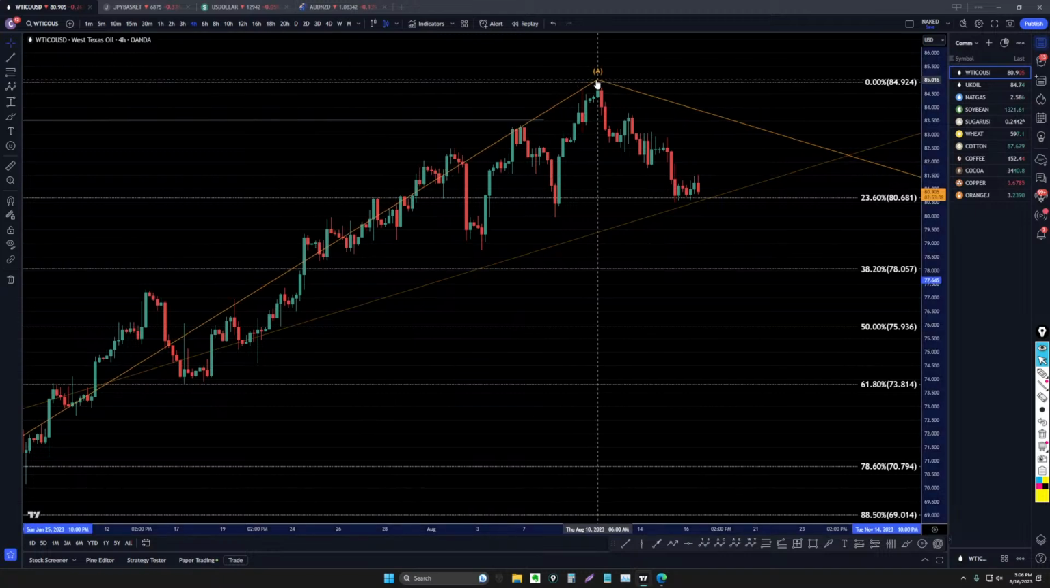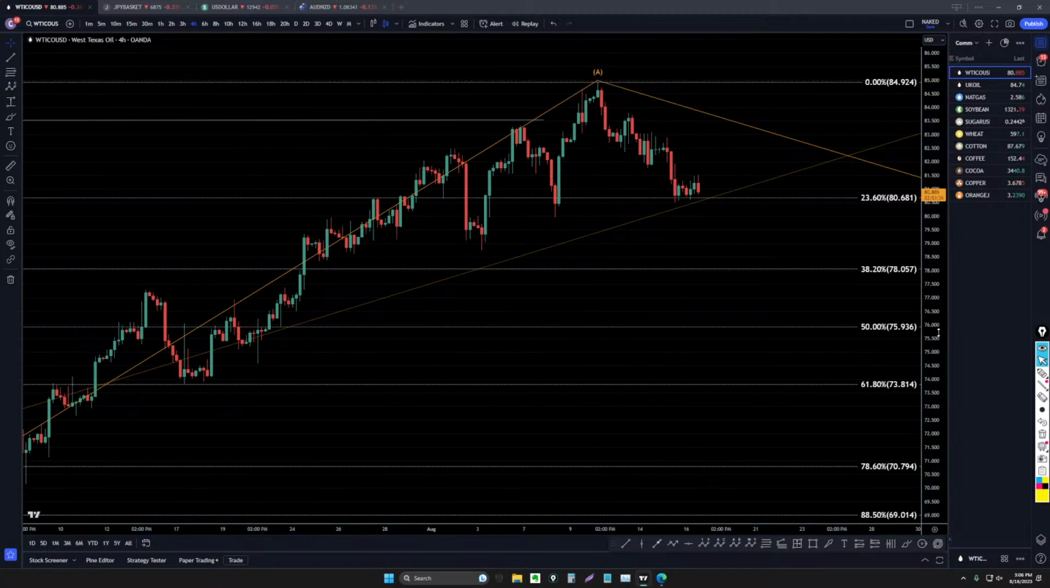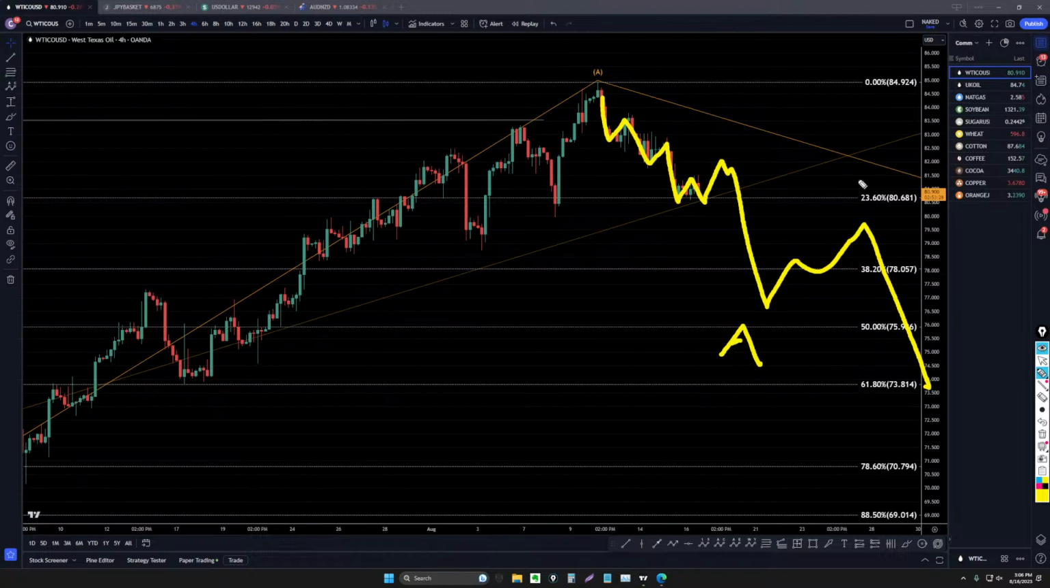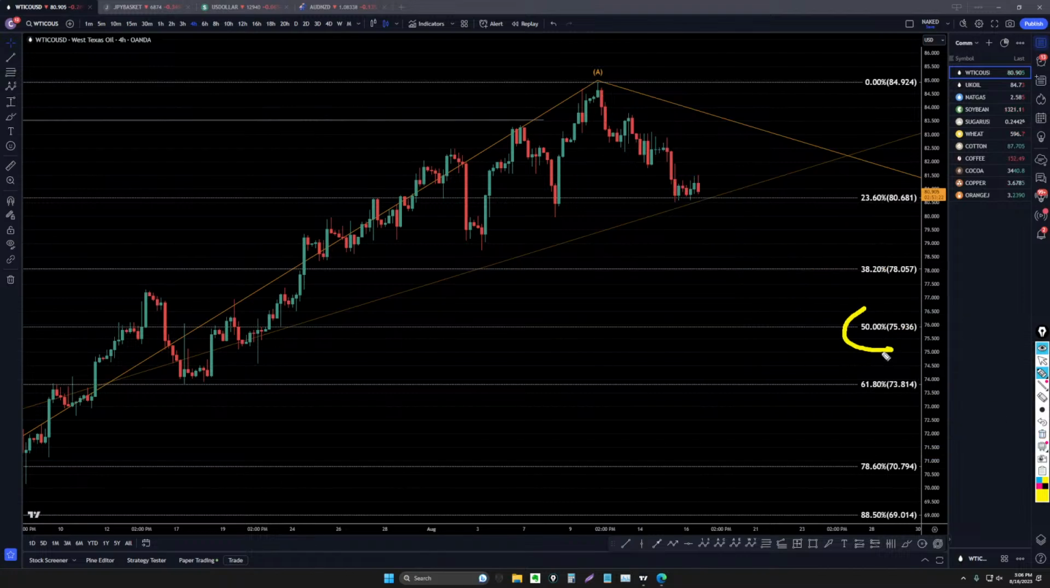So yeah, I think it's pretty clear that we just ended a wave A. I think we're going to keep on trending down for a pretty good size wave B. I think this is at least going to go down to the 50 or the 61.8, I would say, one of these levels. So that means we have a pretty decent amount of downside potential left.